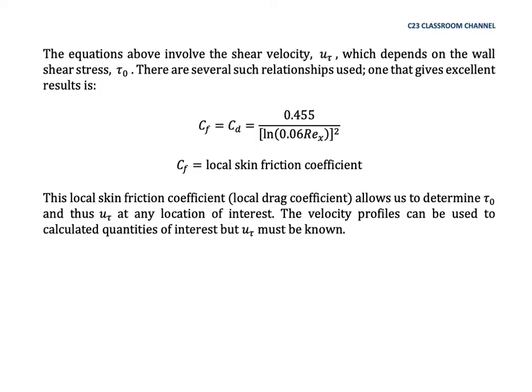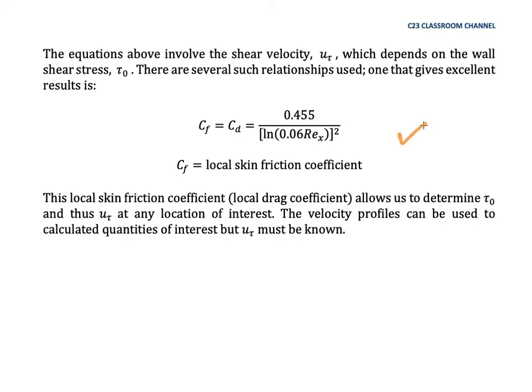So to simplify this one, we could say that the equation above involves the shear velocity u tau, which depends on the wall shear stress tau naught. There are several such relationships used. One that gives excellent results is shown in this one.